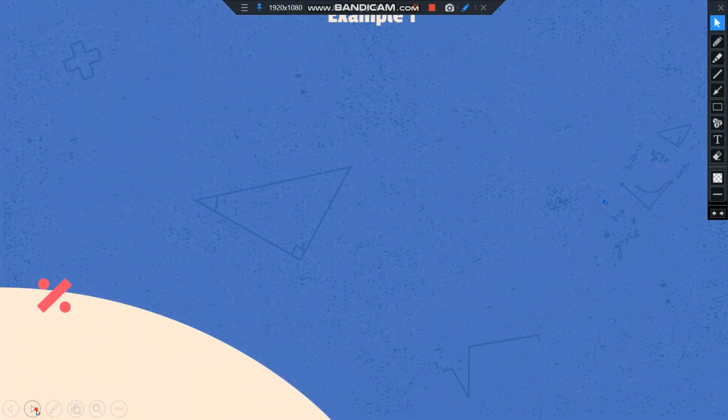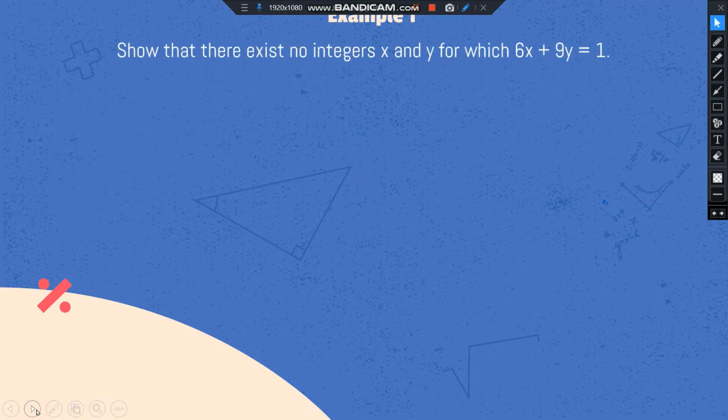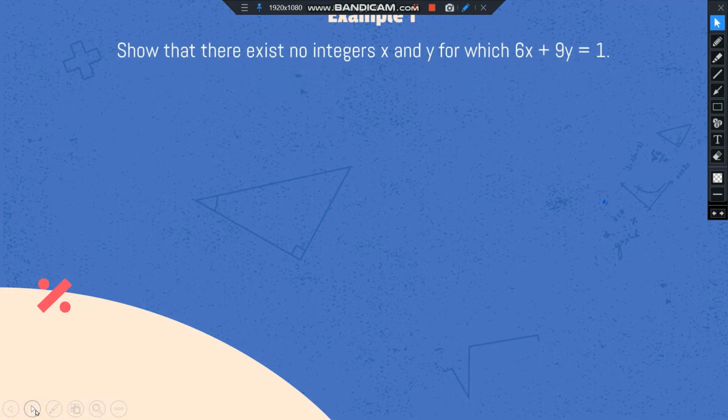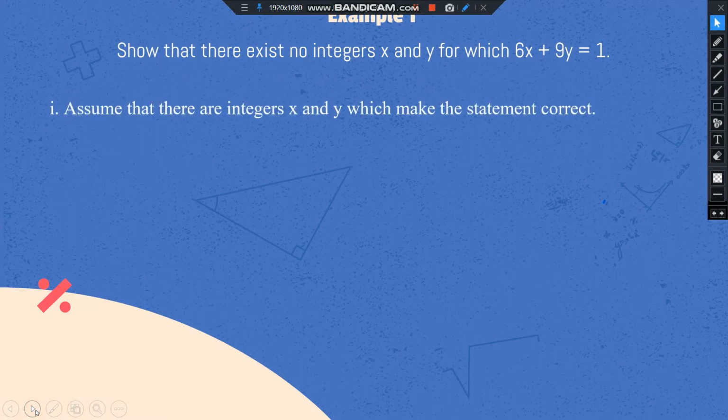So here we'll do one example. Show that there exist no integers x and y for which 6x plus 9y equals 1. So here we have example 1 of proof by contradiction. Well, the first thing we need to do is assume the exact opposite. So we assume that there are integers x and y which do make the statement correct, which exist for the statement. So 6x plus 9y equals 1.